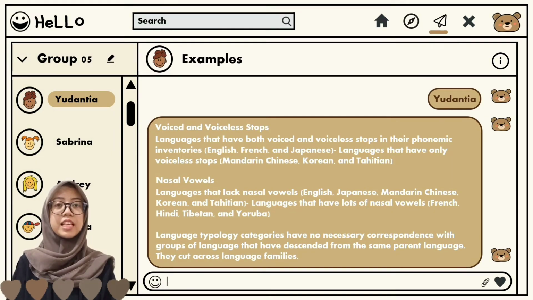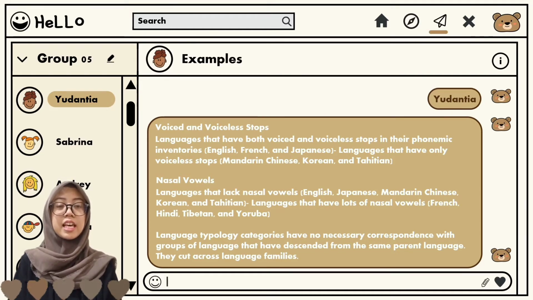Here, we have the example of language typology. In the voiced and voiceless stops category, English, French, and Japanese are included in languages that have both voiced and voiceless stops in their phonemic inventories, while Mandarin Chinese, Korean, and Tahitian are languages that have only voiceless stops.